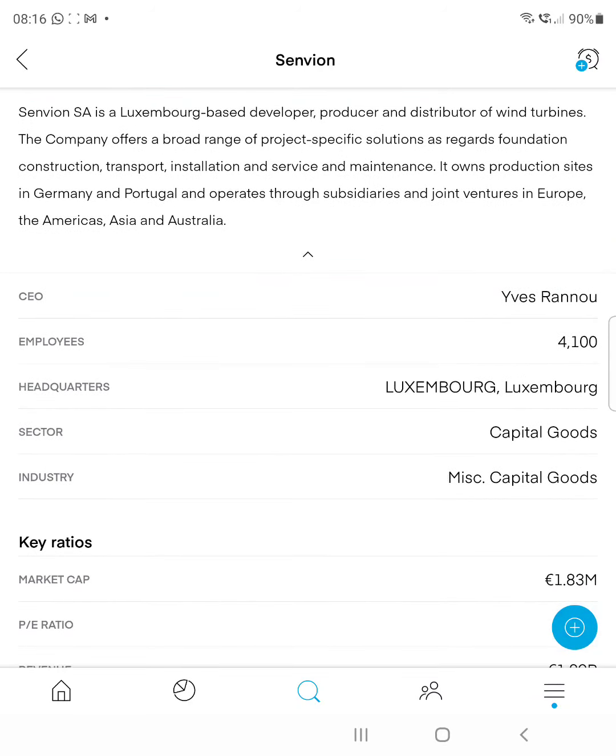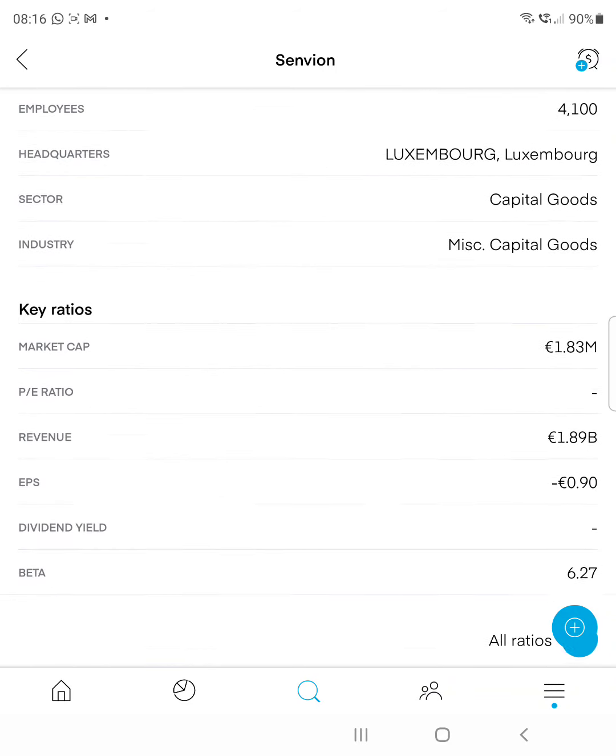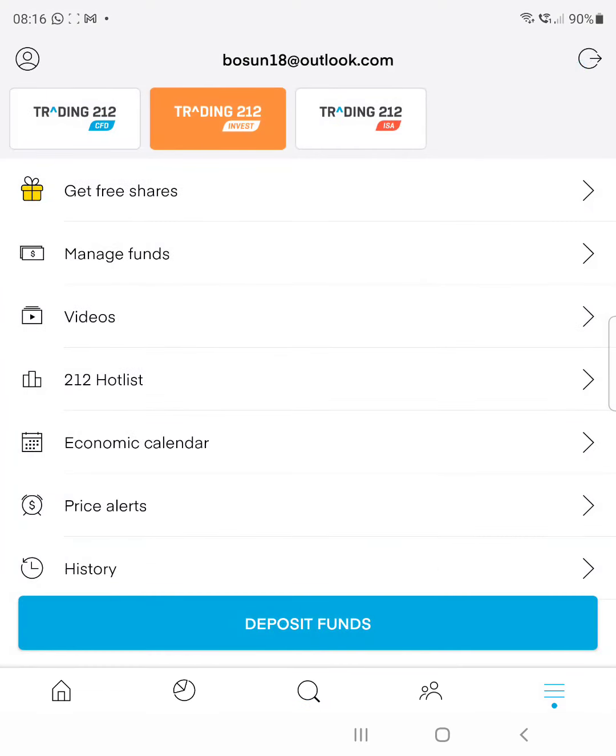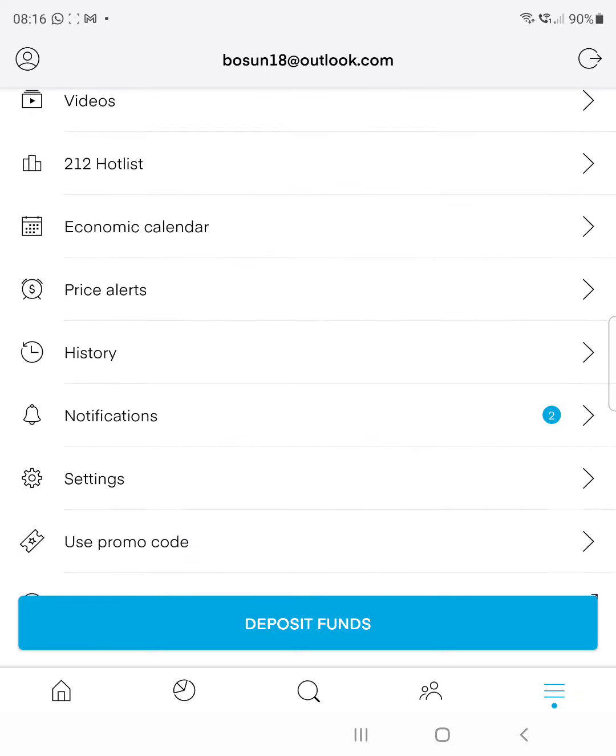Probably the only positive is it has a lot of employees, which suggests the company is very big. But then if you look at the market cap, it's 1.83 million, which is also probably one of the smallest companies I've ever seen listed on any stock market. So that is extremely bad.